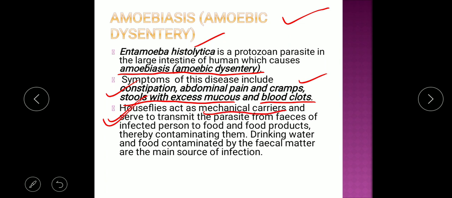So the mechanical carrier is the housefly, and it serves to transmit the parasite from the feces of the infected person to food and other products. The housefly will go and sit in the stools of the infected person, then come and sit on the food particles or food products, thereby contaminating them. So drinking water and food contaminated by fecal matter are the main sources of infection.